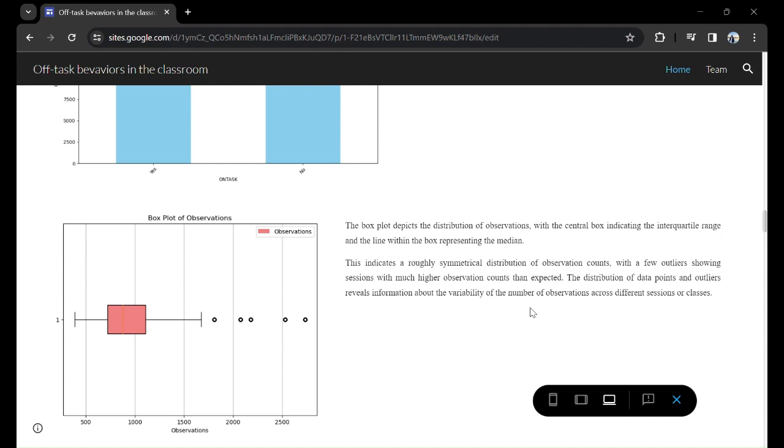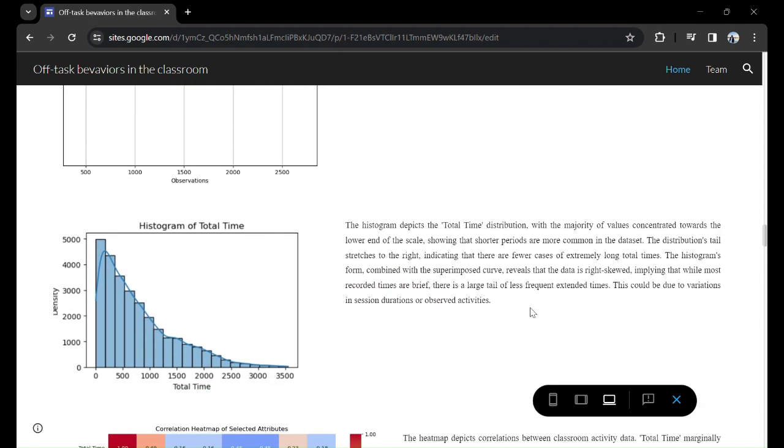And coming to the histogram, we have used the total time as the reference, with the majority of values concentrated towards the lower end of the scale, showing that shorter periods are more common in this data set. We can see that the curve decreases with total time, and the density between 0 and 500 is higher.